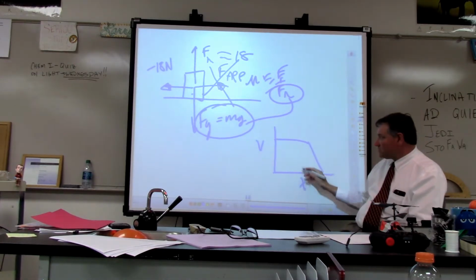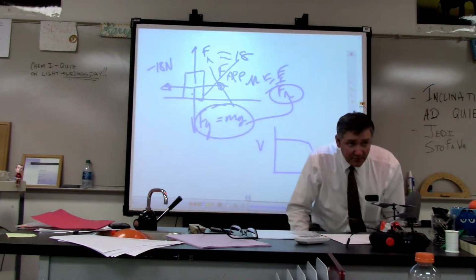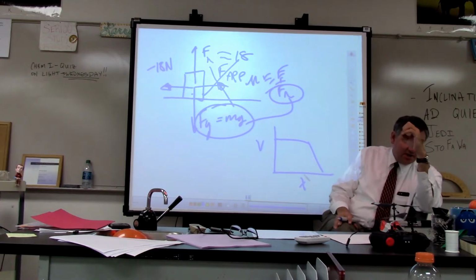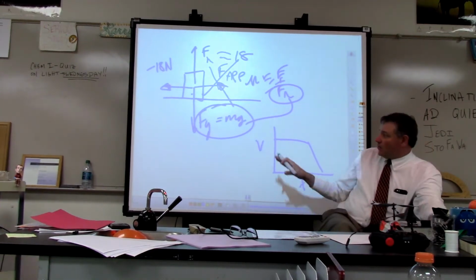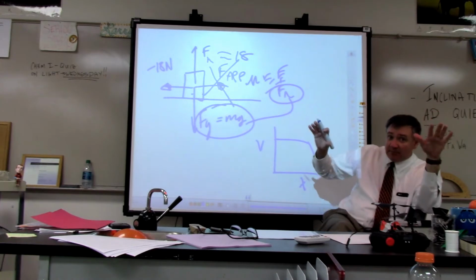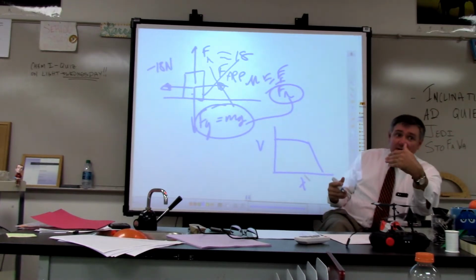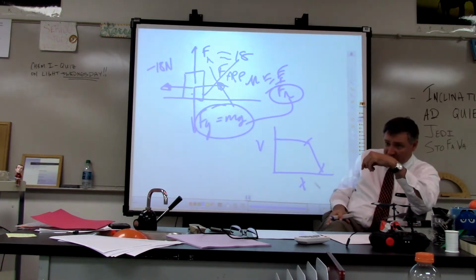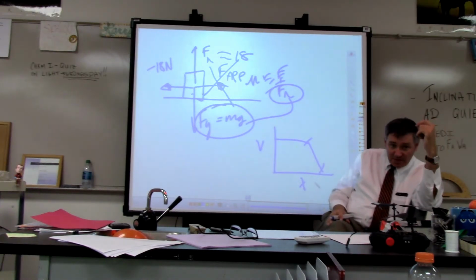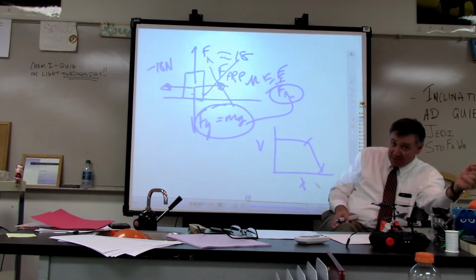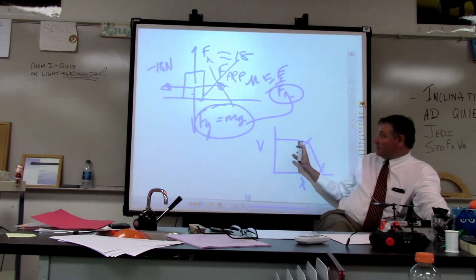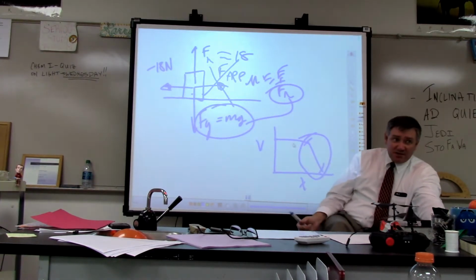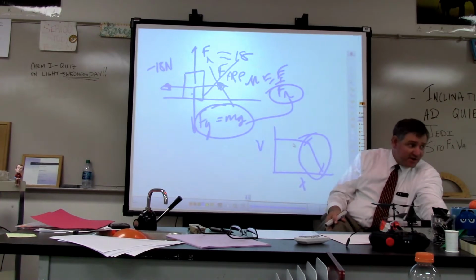Anytime you have a horizontal line on your velocity time graph, what's your acceleration? 0. Okay? There is no acceleration, which means your net force, which is the sum of all of the forces, is going to equal what? 0. So as soon as you change the slope of that velocity time graph, that means your net force is now something other than 0. Because now I'm going to start slowing down. Well, as soon as I stop pushing it, what's the only force that's going to make it slow down? Friction.